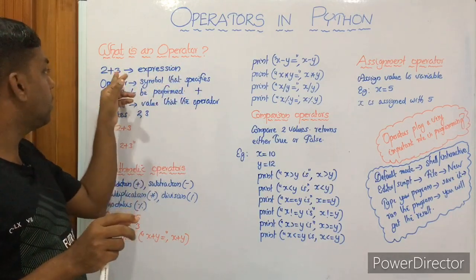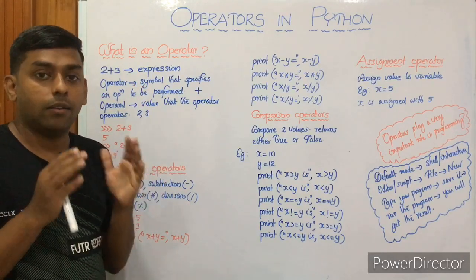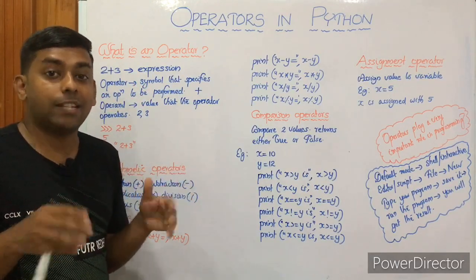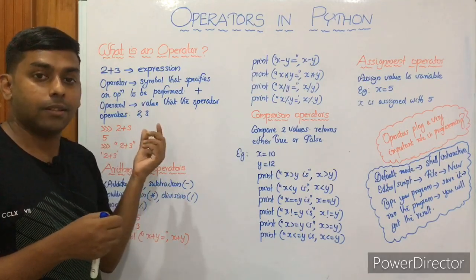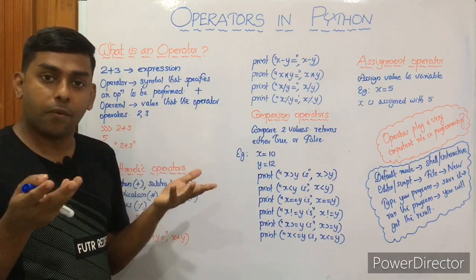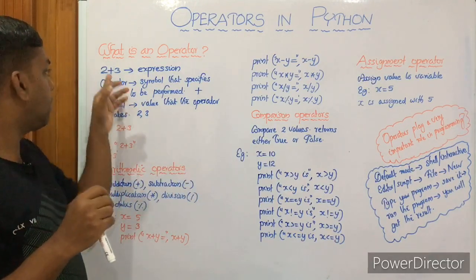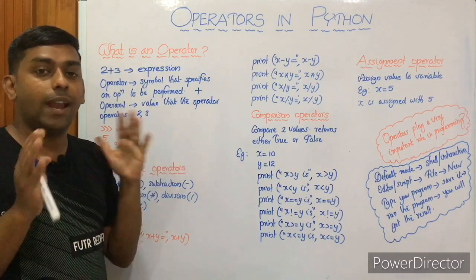Then what is an operator? Here the operator is plus. An operator is nothing but a symbol that specifies an operation to be performed. Here it is plus. What is the meaning of plus? Plus specifies that the addition operation is to be performed. Then operands. Here, which are the operands? 2 and 3 are the operands.